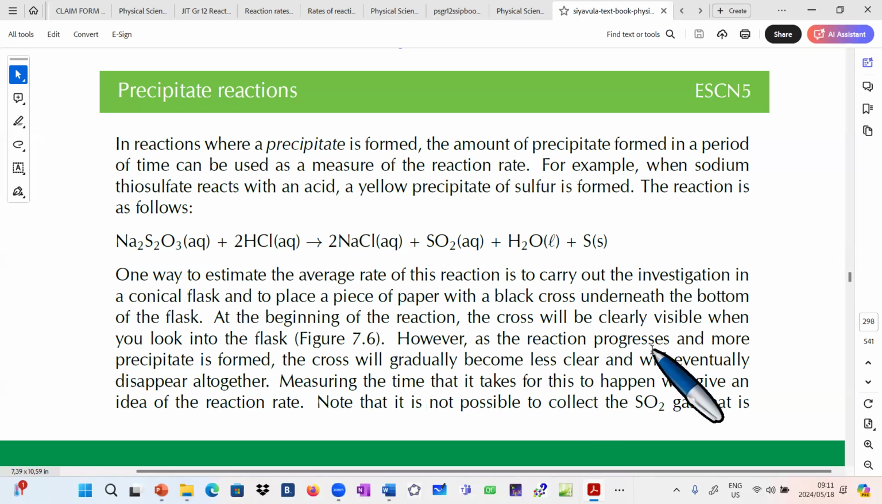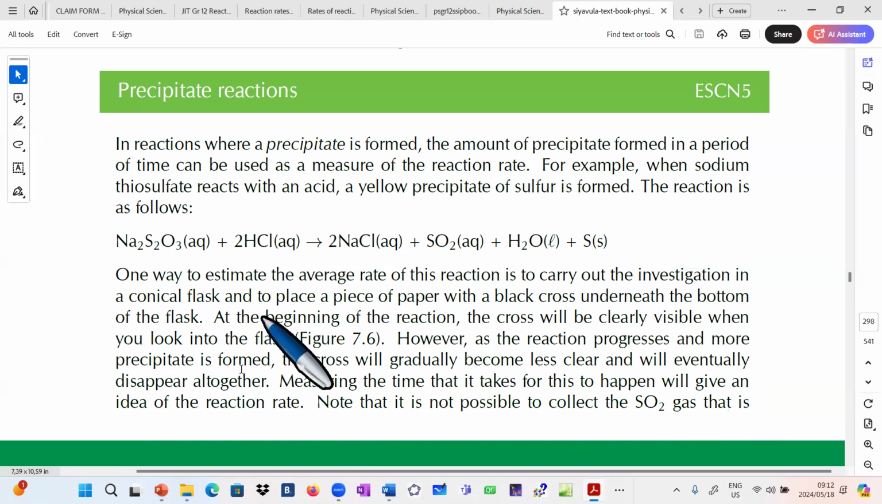However, as the reaction progresses and more precipitate is formed, the cross will gradually become less clear and will eventually disappear altogether. Measuring the time that it takes for this to happen will give an idea of the reaction rate. Okay, now a couple of things. So you put the cross underneath the flask with sodium thiosulfate and hydrochloric acid.